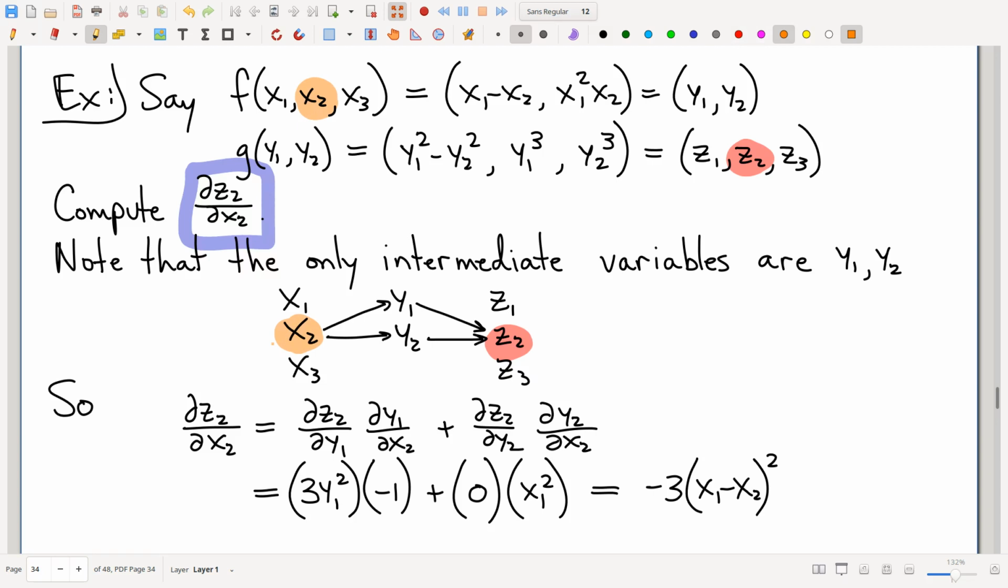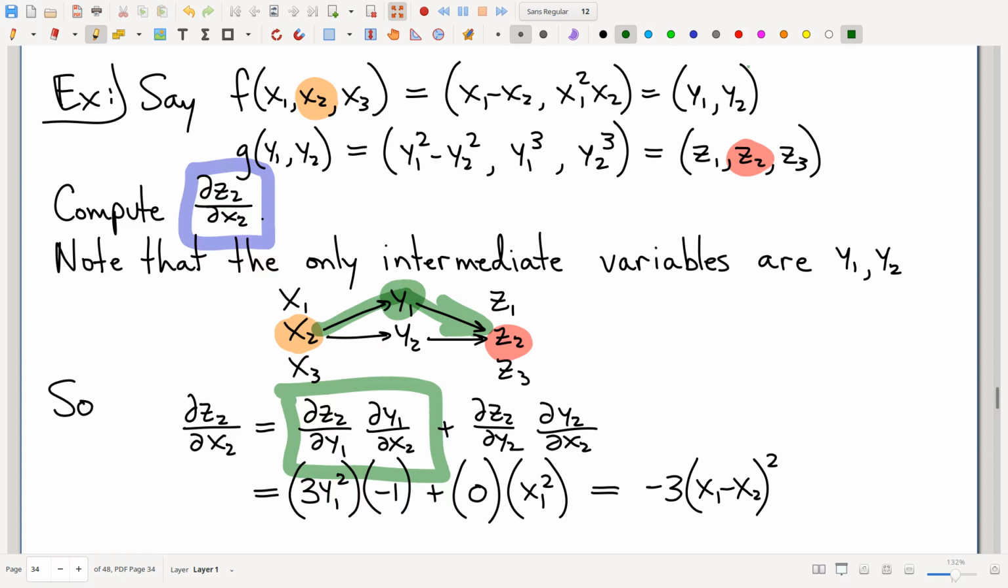I don't have to think about derivative matrices. I don't have to compute a ton of partial derivatives that I'm going to end up not using anyway. I can just see exactly what the appropriate paths are here. In particular, the first path goes through the intermediate variable y1, and so you get what I would like to call a y1 term in your chain rule.